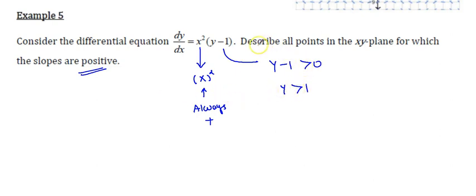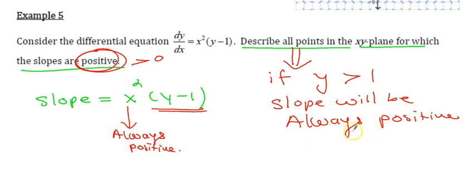So it says describe all the points. All you can say is that slope will be positive if y is greater than 1. Slope will always be positive if y is greater than 1. That's all you have to write down.